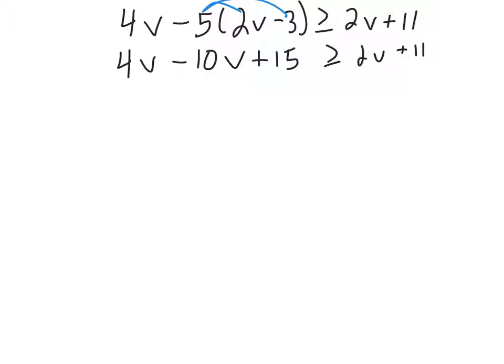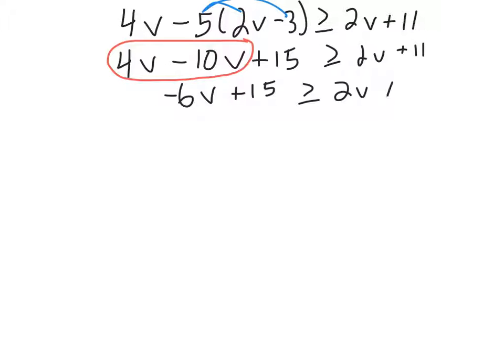Okay, now you have same side of the, well, not equal sign, but inequality, common terms. You can combine those. 4v minus 10v is negative 6v. So you have negative 6v plus 15 is greater than or equal to 2v plus 11. And I want to move the v's to the left. So I'm going to do minus 2v on both sides.